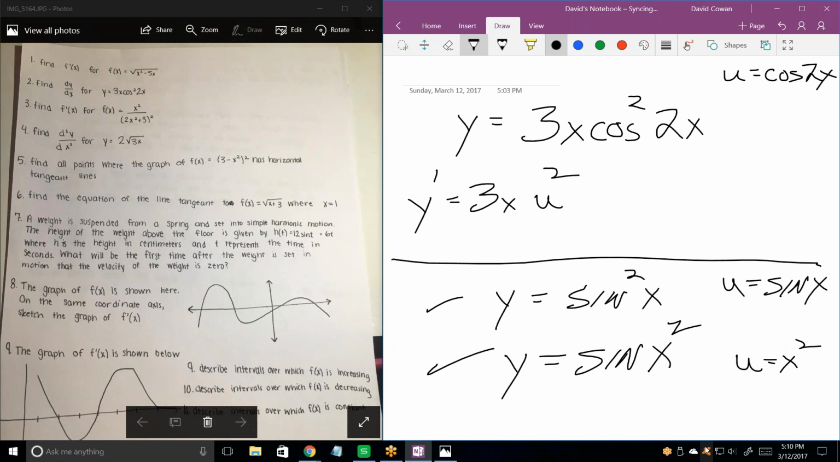Okay, well, in other words, that's what y is equal to, 3x times u squared. Now, apply the product rule to that. So you did 3x times what? 2u. Okay, and u is cosine of 2x. But now we have to multiply that by the derivative of the inside, which is what? What is u prime here? 2.